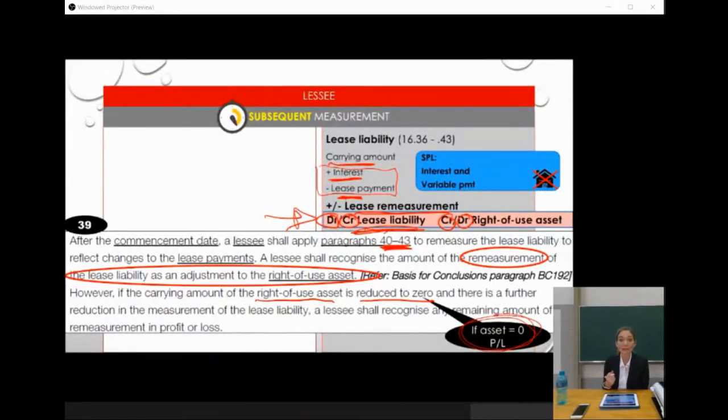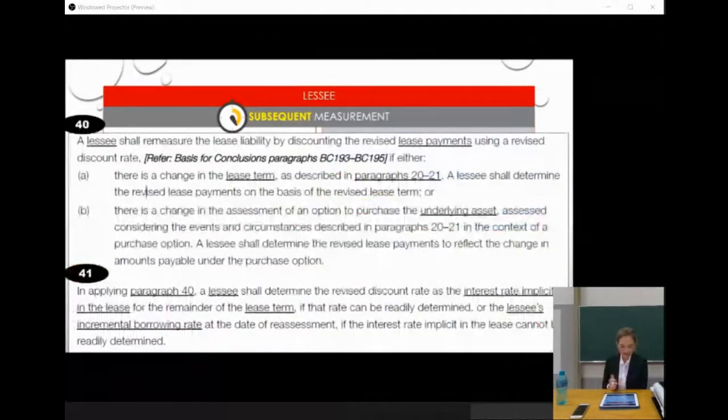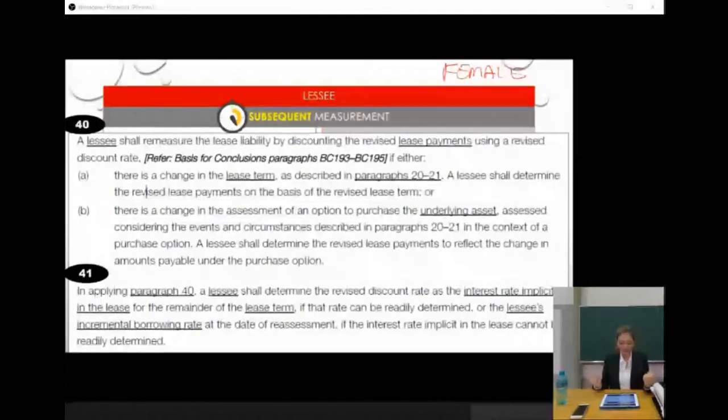Now let's look at what these remeasurements are. First of all, in paragraph 40, we find the first 2 remeasurements. I like to refer to these first 2 as the female remeasurements, because these remeasurements all have to do with the lessee changing her mind. And we know, as women, we like to change our minds.